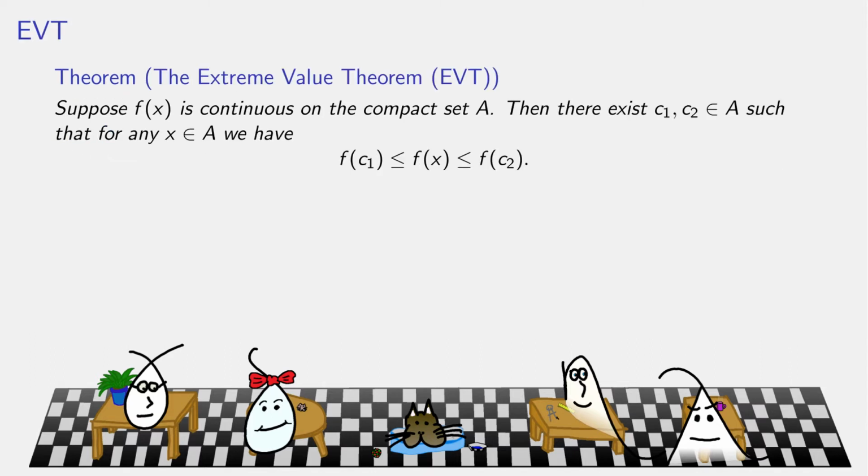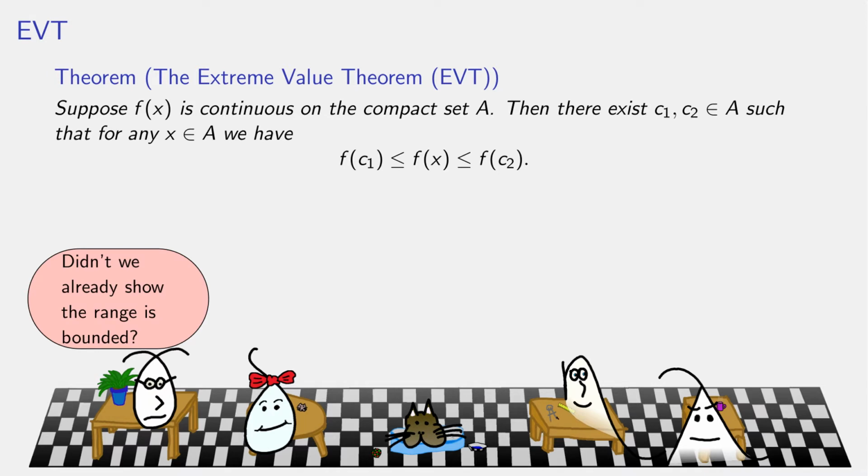Finally, we get to the extreme value theorem. Suppose f is continuous on the compact set A, then there exist two points, c1 and c2, which are in the set A, so that for any point x in A, we have f of x is in between f of c1 and f of c2.